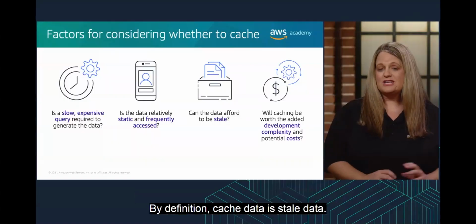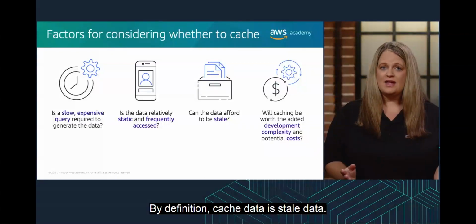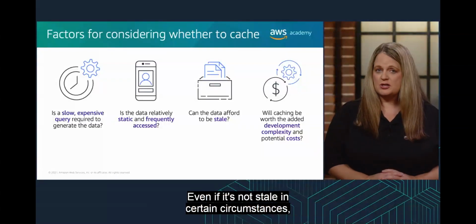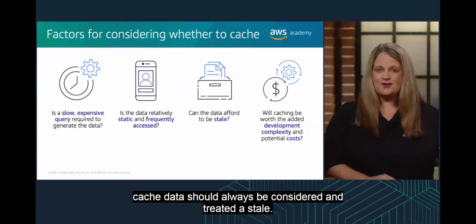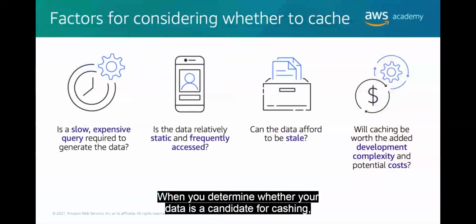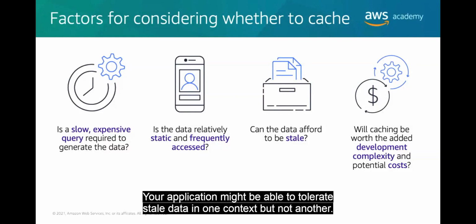Staleness. By definition, cached data is stale data. Even if it's not stale in certain circumstances, cached data should always be considered and treated as stale. When you determine whether your data is a candidate for caching, you must also determine your application's tolerance for stale data. Your application might be able to tolerate stale data in one context, but not another.